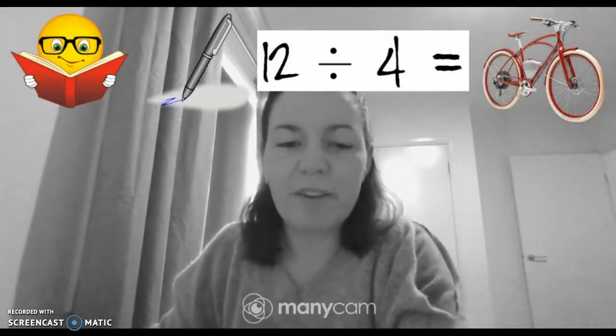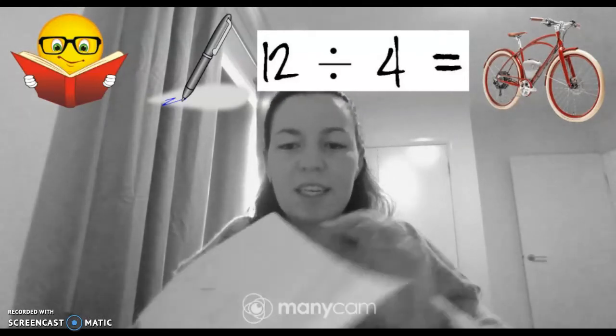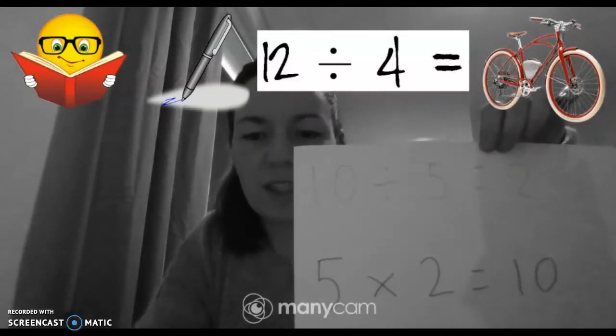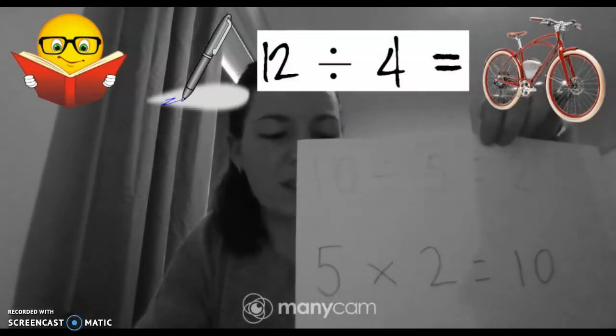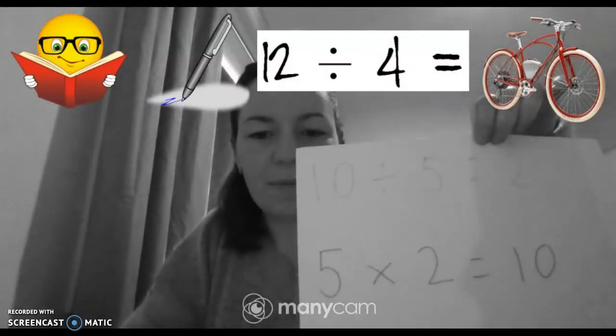You'll also learn about the relationship between multiplication and division. So we know that 10 divided by 5 equals 2. So if we turn the numbers around now, we can see 5 times 2 equals 10.